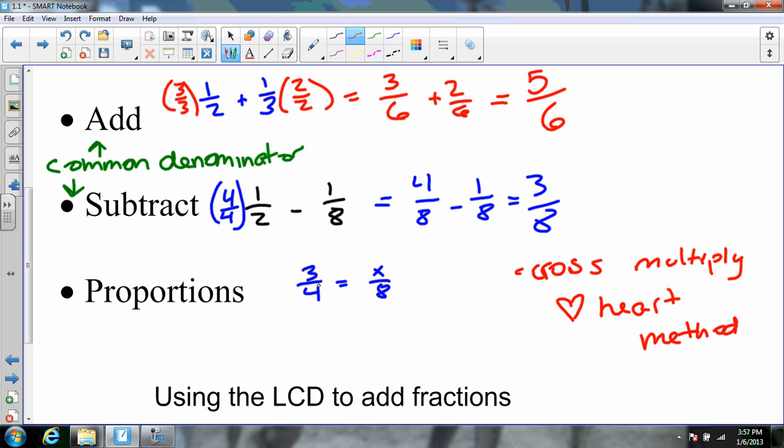Where you go across and bring it down and multiply 4x. 3 times 8, set them equal, goes to 24 equals 4x, and we know x equals 6.